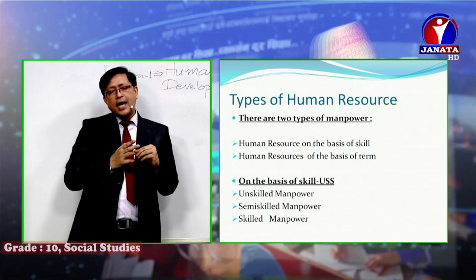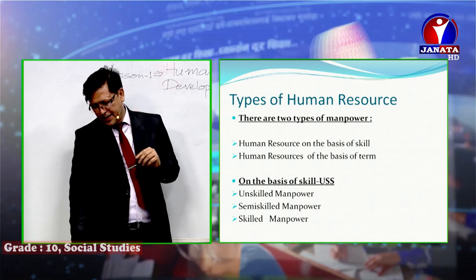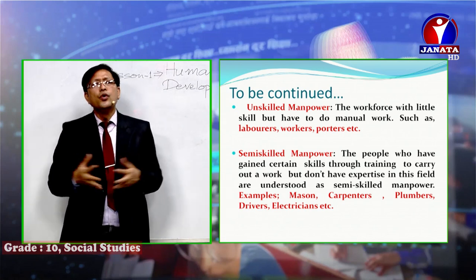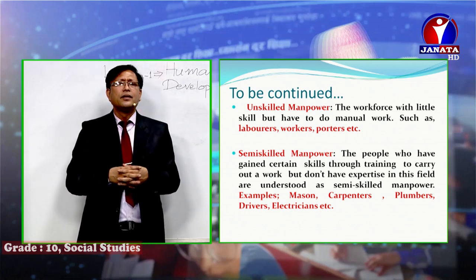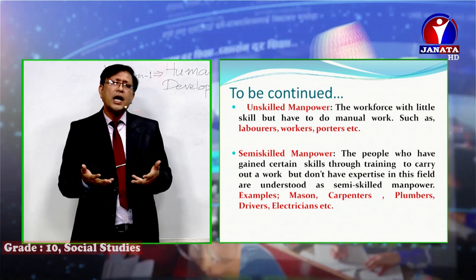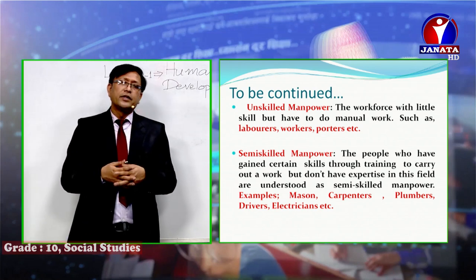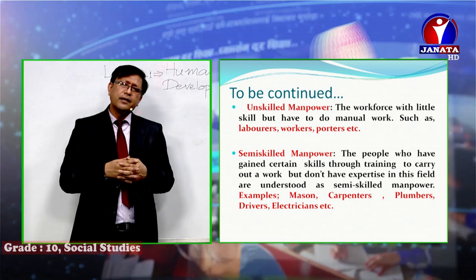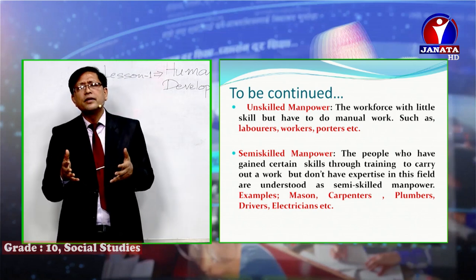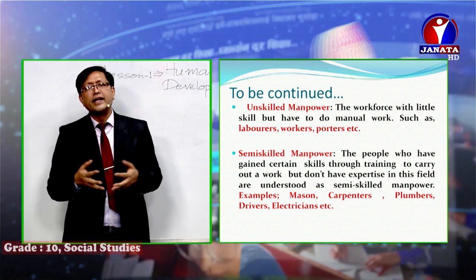And second is semi-skilled manpower. And third is skilled manpower. Boys and girls, now, who is unskilled manpower? You may ask, sir, everyone has a skill. So how can we say that they are unskilled manpower? Yes, you are right, boys and girls. Everybody has a skill. But even though they work, they carry out their work manually without using any kind of ability, which is known as unskilled manpower.